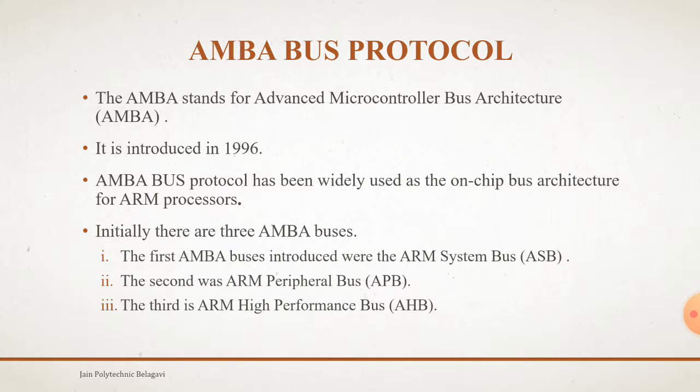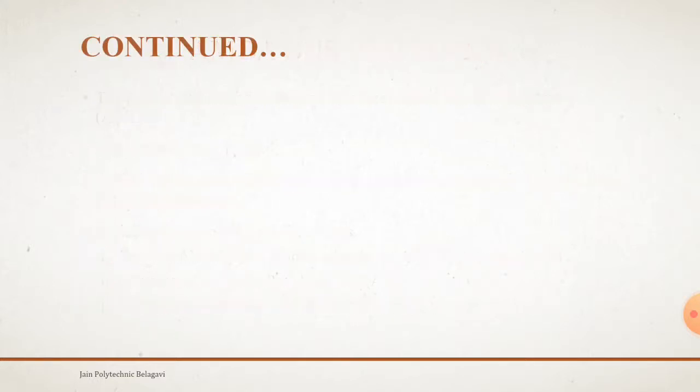Initially, there are three AMBA buses. The first AMBA bus introduced was the ARM system bus, that is ASB. The second was the ARM peripheral bus. The third is the ARM high performance bus.